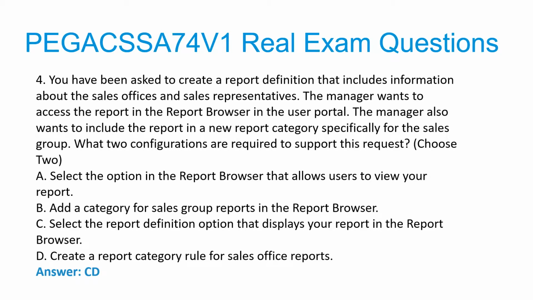Choose 2. A. Select the option in the report browser that allows users to view your report. B. Add a category for sales group reports in the report browser. C. Select the report definition option that displays your report in the report browser. D. Create a report category rule for sales office reports. Answer, C, D.